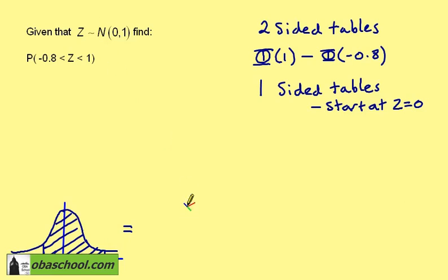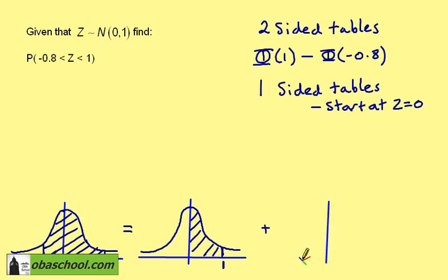However, we can see that the area is made up from two areas. One of the areas is the area from 1 down to the mean, and the other area is the area from the mean down to minus 0.8. Because the curve is symmetric, this will be the same as the area from 0.8 down to the mean.